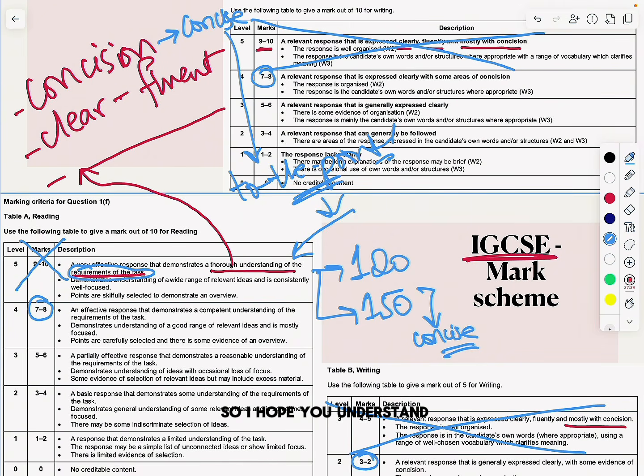So I hope you understand that this is how level marking works. I know that you may know about level marking from other subjects as well. There are level indicators, and if you are not falling into those level indicators, then you start falling down, and that is how you get marked for these questions.